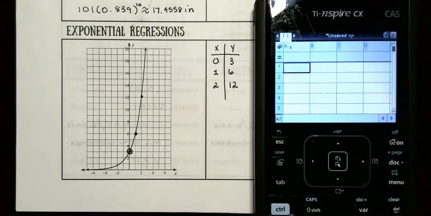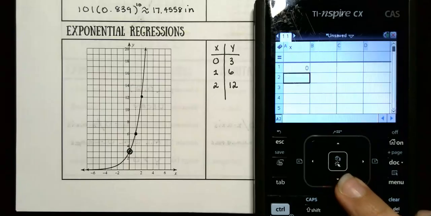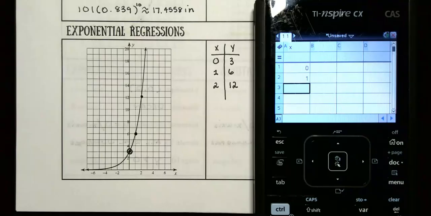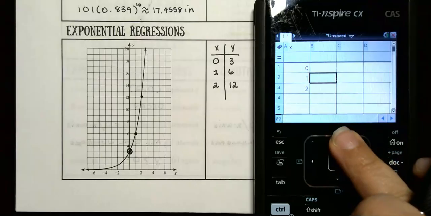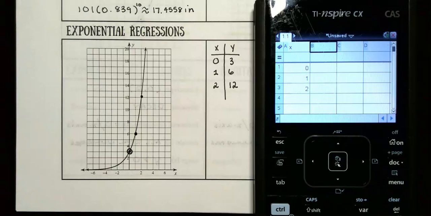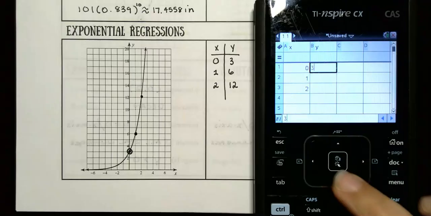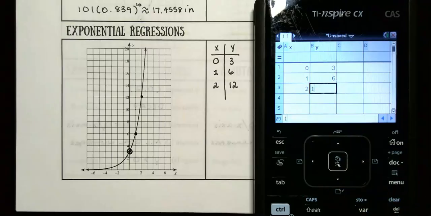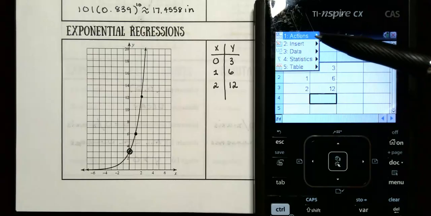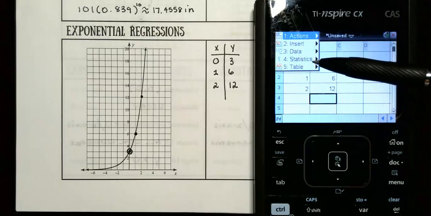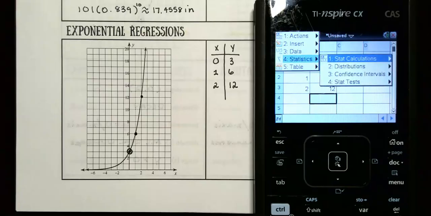And then I'm going to enter my X values. So 0, 1, and 2. Alright, I'm going to go to the top of column B. And I'm going to put a Y here. And then I'm going to enter my Y values. 3, 6, 12. Alright, once we create our table, I'm going to ask you to hit menu. And this is going to come up right here. We want to use number 4 for statistics. When you hit 4, you're going to hit number 1 for stat calculations.